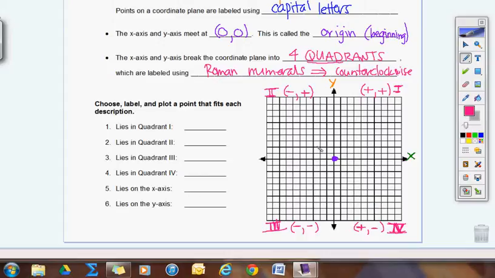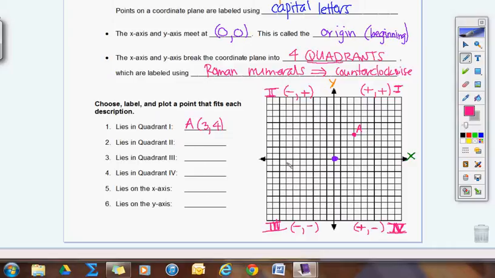So when we start finding points that lie in each quadrant, I'm just going to pick some points and give an example. If it lies in quadrant 1, we need a positive x and a positive y. So for example, I'm going to plot the point (3, 4). That's in quadrant 1. From the origin, I would go to the right 1, 2, 3, and then up 1, 2, 3, 4. And that is the point (3, 4). Let's label that with the capital letter A, to say that that is point A.